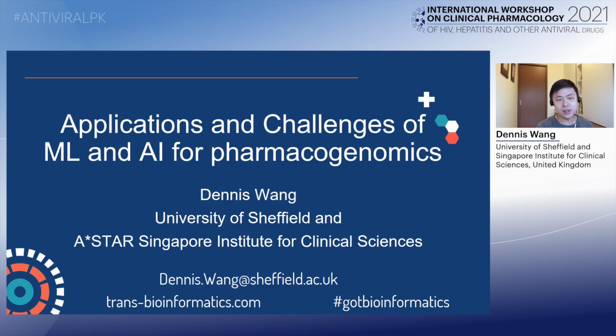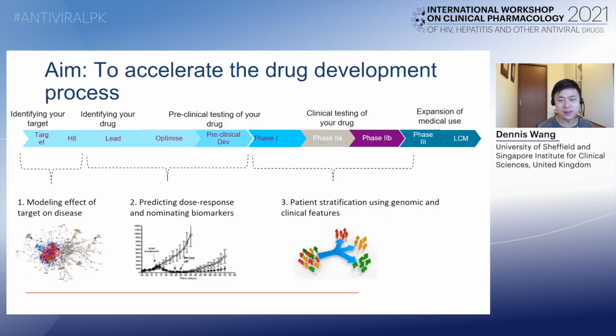And today I'll be talking to you about a very dynamic field of applications of AI and machine learning to pharmacogenomics. So, we can look at pharmacogenomics in the context of drug development. And today I will show you three examples of applications of machine learning techniques on different stages of drug development.